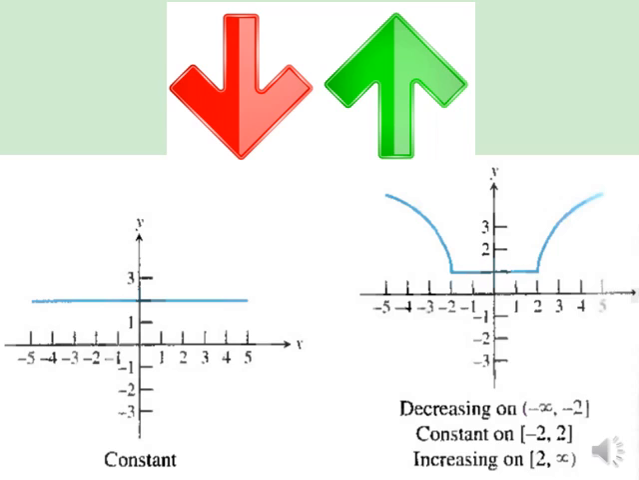And the one on the right, hopefully it makes sense that it's decreasing on the left side until you get to -2. It's constant in the middle between -2 and 2, and it's increasing on the right.